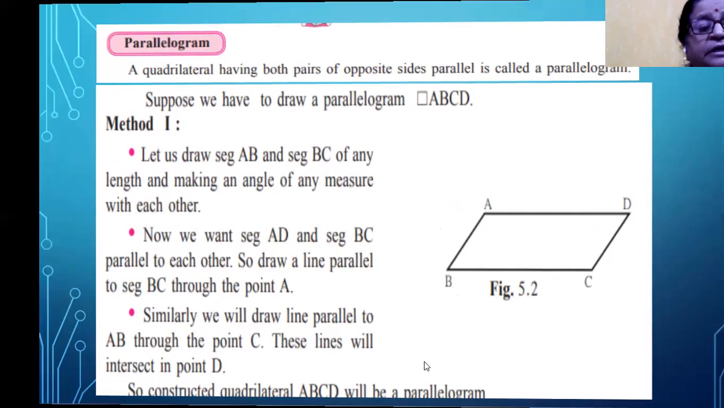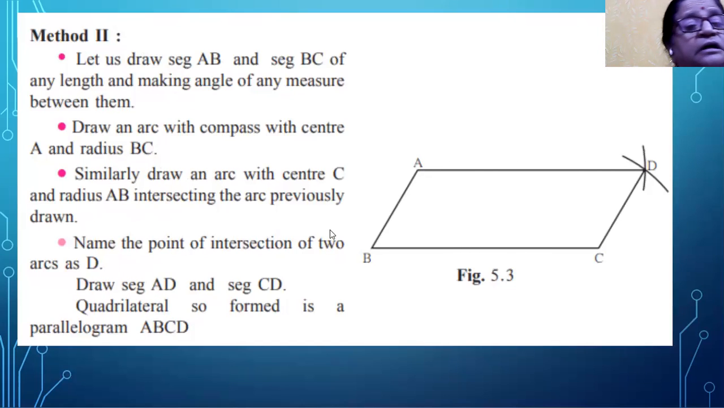Then another figure is given. Another way we can draw the parallelogram: first draw AB and BC of any length with any measure of angle. Then take the measure of BC, keep the compass on A and draw an arc. Then take the measure of AB, keep the compass on C and bisect this arc. Then join AD and DC, and you will get a parallelogram using a compass.